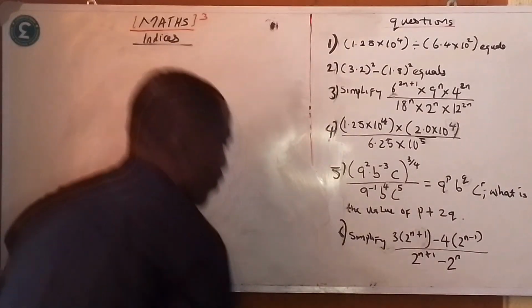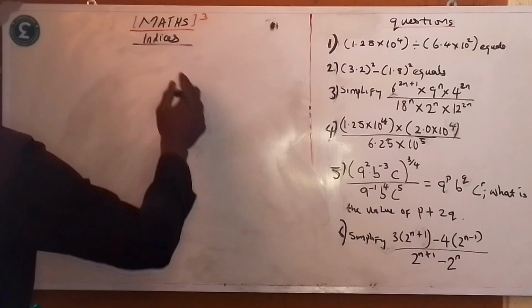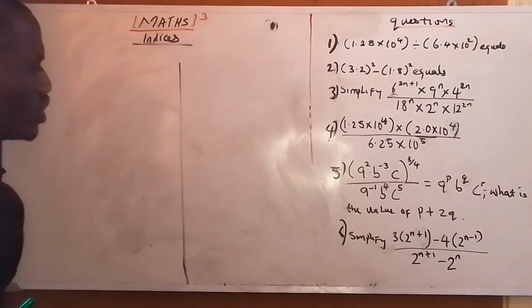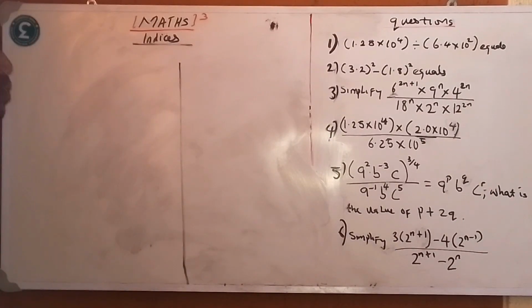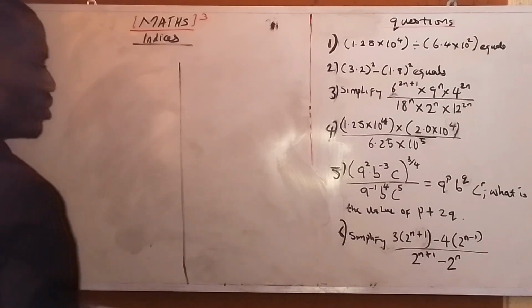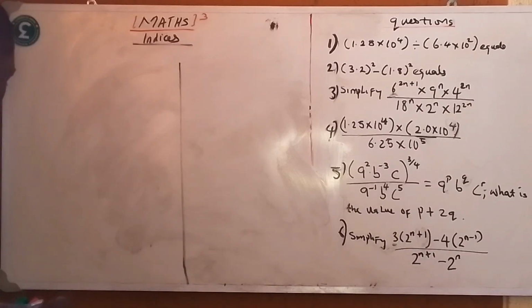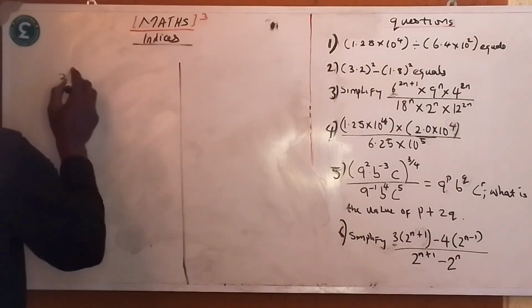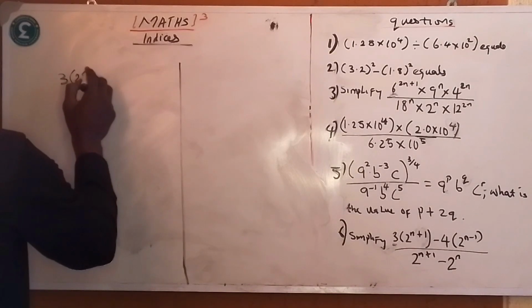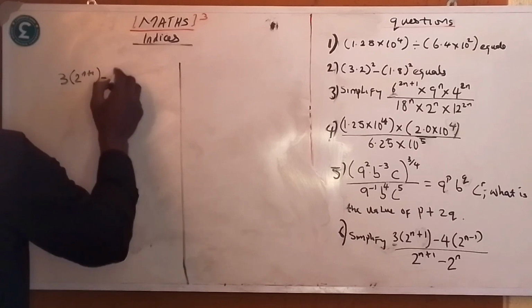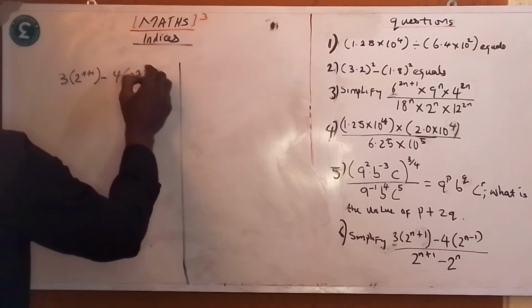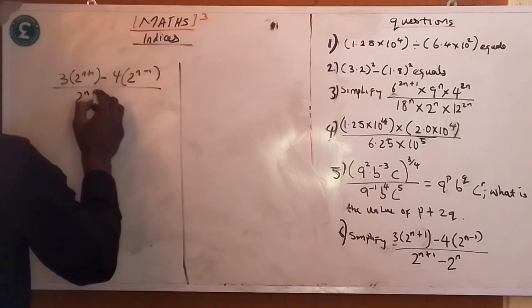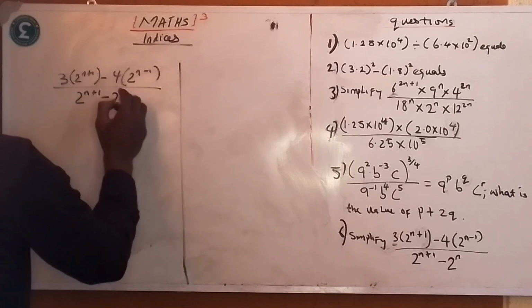All right. Because of want of space, we'll be dividing the board now. Let's make a division so that we will have enough space to solve. Now, you see this question, you need to expand. Let's expand this problem. We will have 3 times 2 raised to the power of n plus 1, minus 4 times 2 raised to the power of n minus 1, divided by 2 raised to the power of n plus 1 minus 2 raised to the power of n.